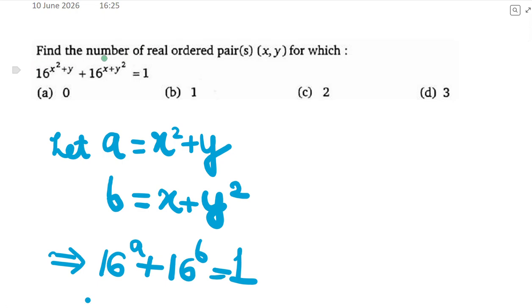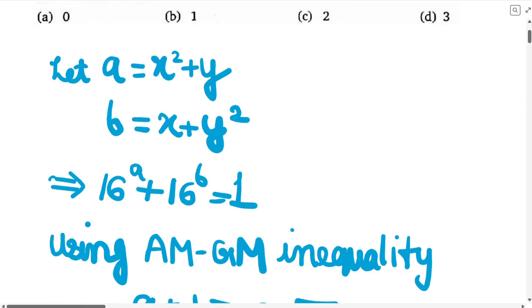Question: we need to find the number of real ordered pairs (x, y) for which this equation holds, right? Okay. So for simplicity, let's substitute A as x square plus y and B as x plus y square, so that we don't have to write these long terms again and again. So what we get ultimately is 16^a plus 16^b is equal to 1.